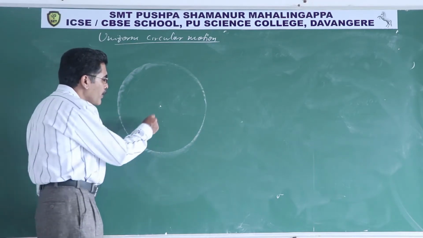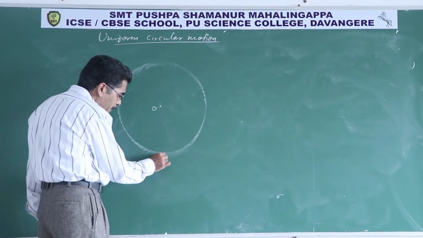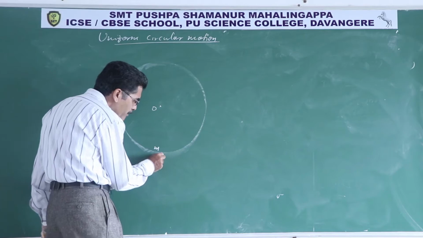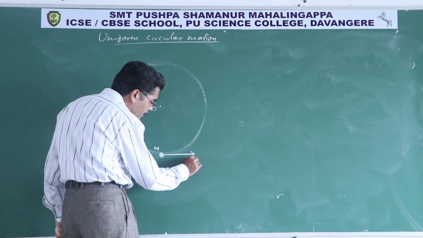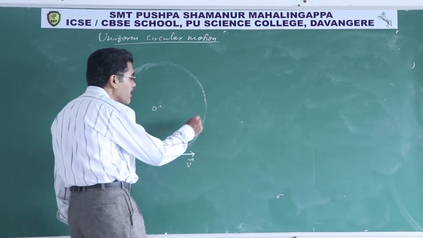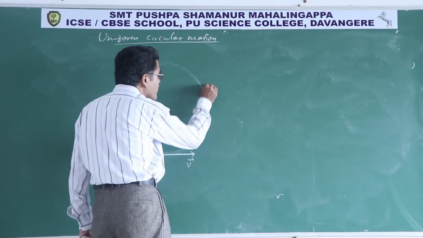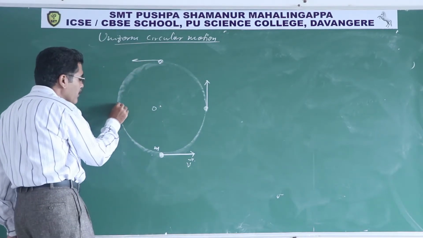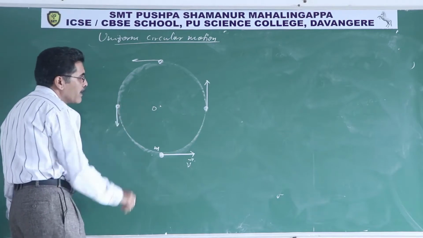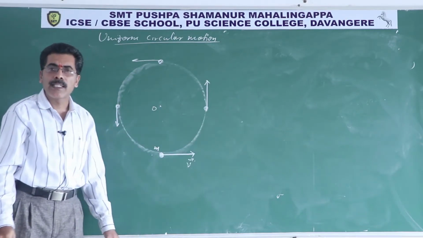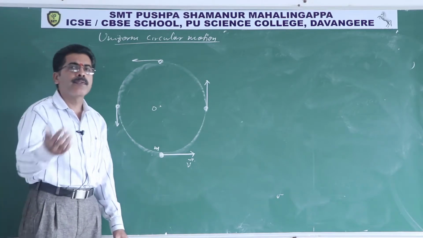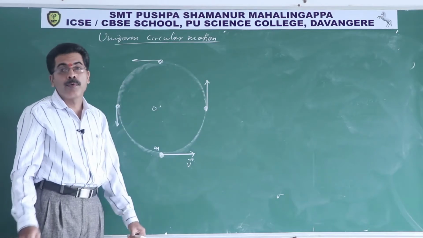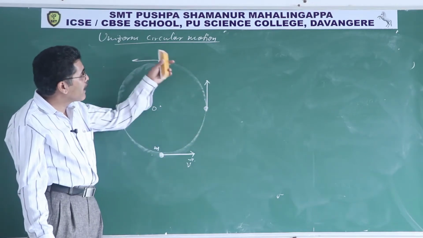See here, a particle of mass m is moving, and the velocity of the particle is always tangential to the circular path. So when the particle comes here, the velocity will be like this. The particle comes here, velocity will be tangential to the circular path. Since the velocity of the particle is changing continuously, it is said to have acceleration. Therefore, here velocity is variable. Though magnitude is same, direction is continuously changing.